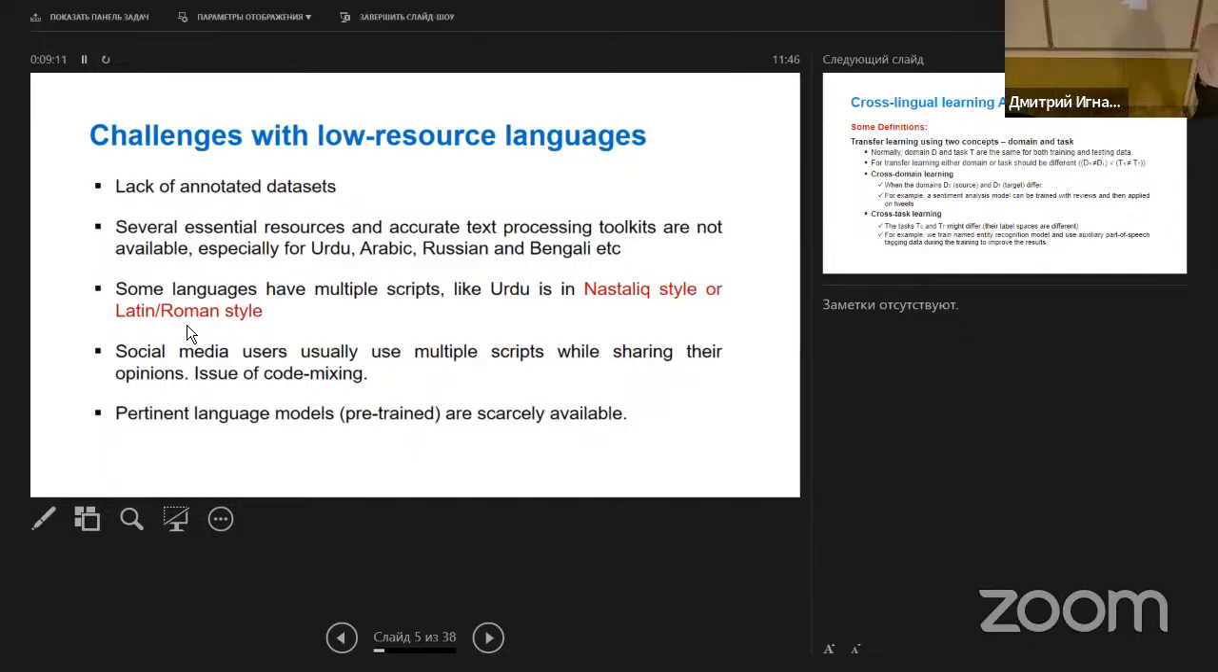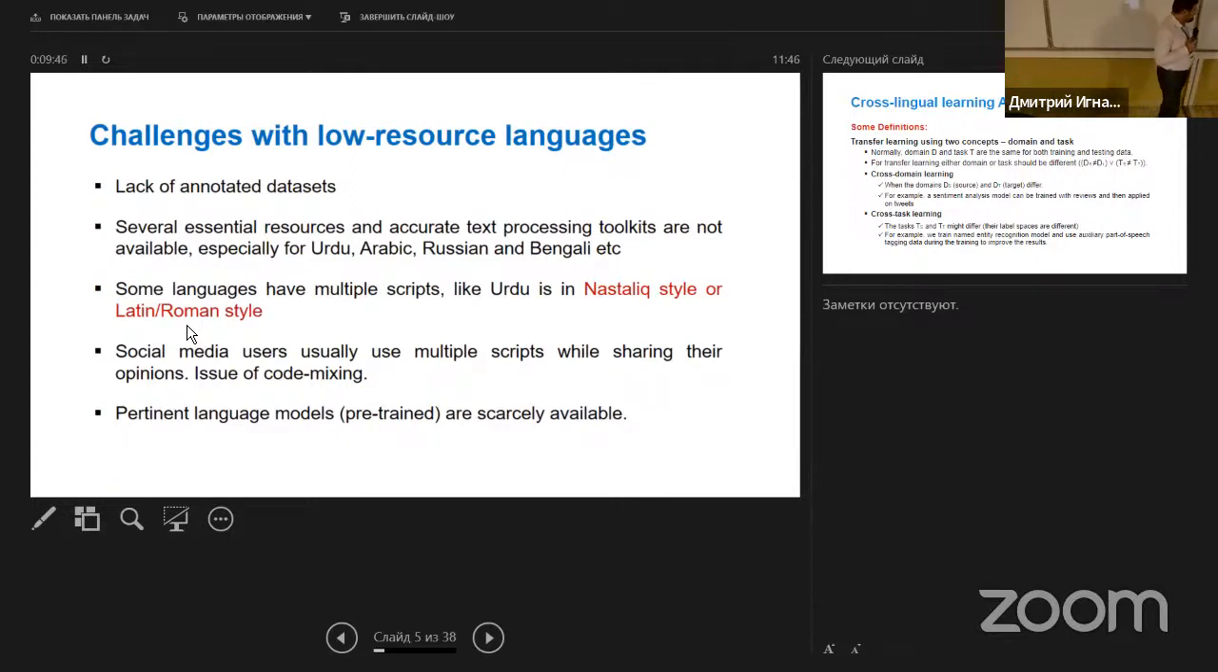Then the essential resources, accurate text pre-processing toolkits and software are usually not available for under-resourced languages. Especially, I am working in the Urdu language. I am also working in the Russian language. And at the same time, I worked on the Arabic language. With these low resource languages, we encounter a deficiency of toolkits and processing software. That is the second challenge.